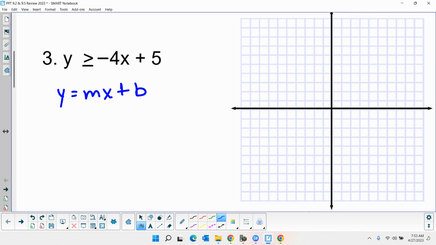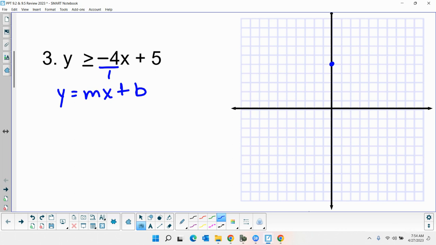All right, so the b number, that's called the y-intercept. So the 5, 1, 2, 3, 4, 5 is where my line will cross that y-axis. And then this m, this -4, I always write it as a fraction if it's a whole number. 4/1. That's my slope.